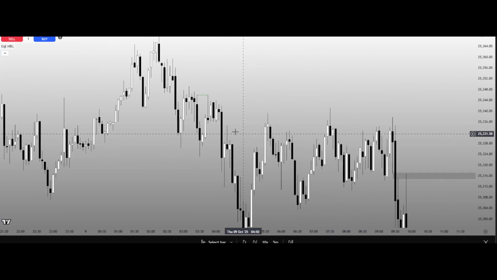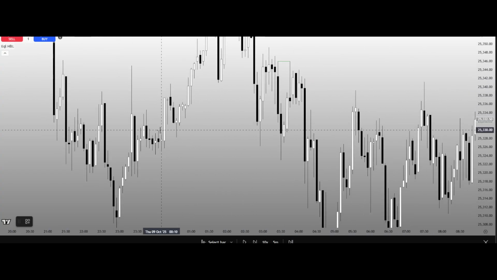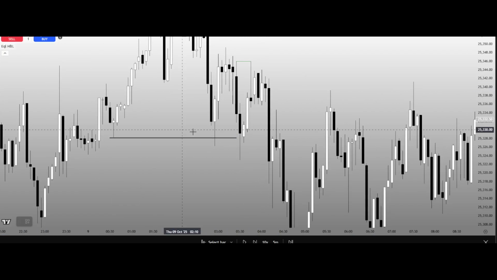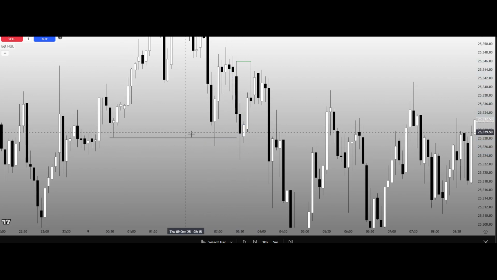Here's another example: a low inside of a fair value gap. You see how price sweeps out this low inside of this fair value gap? This is not really a good target. Now it does come down and re-sweep the low, but in general, you do not want to be targeting lows or highs that sweep out other lows or highs inside of a fair value gap.